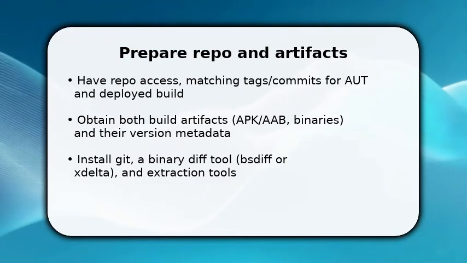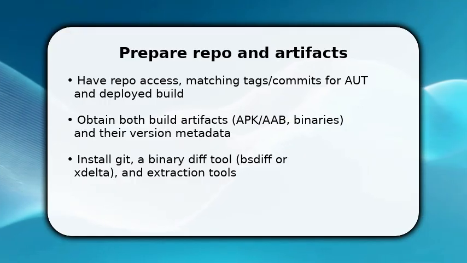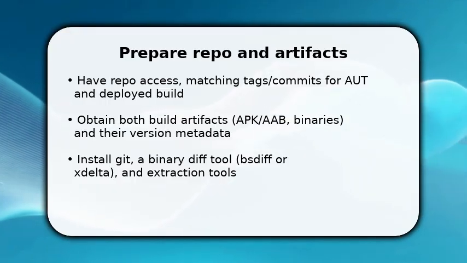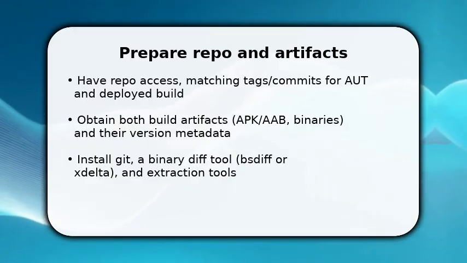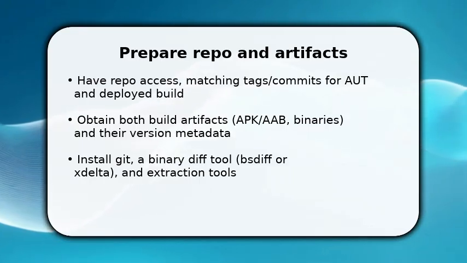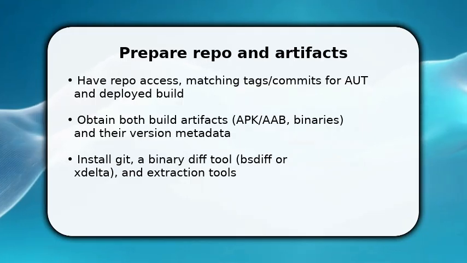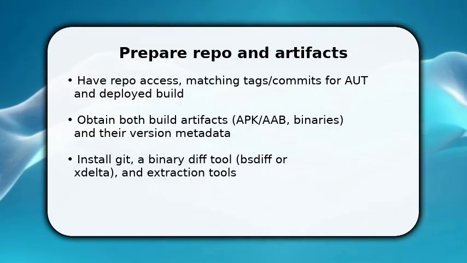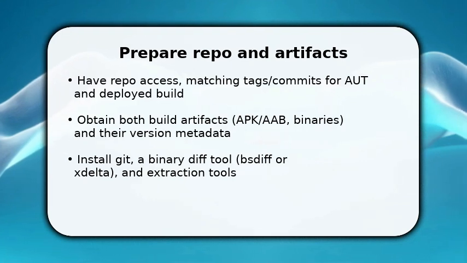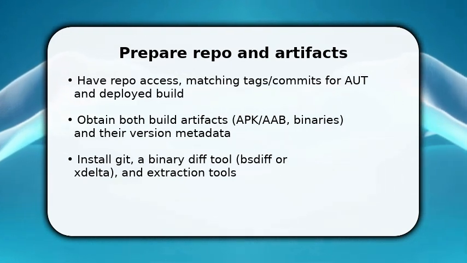You start by aligning source and build artifacts so the delta will be meaningful. Clone or fetch the repository and check out the exact tag or commit that produced the deployed AUT. Once done, collect the two artifacts you will compare, the deployed binary and the current local build, and confirm their build ID. Make sure Git and a reliable binary diff tool are installed. This avoids guesswork and ensures the only way to compute a true delta is reproducible and deterministic.